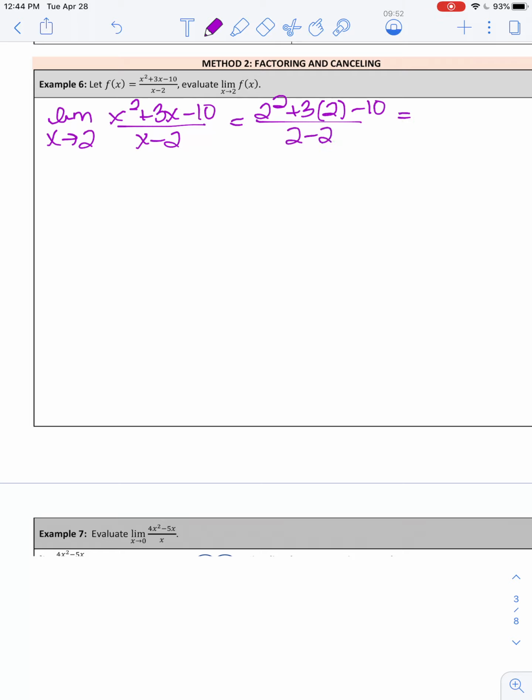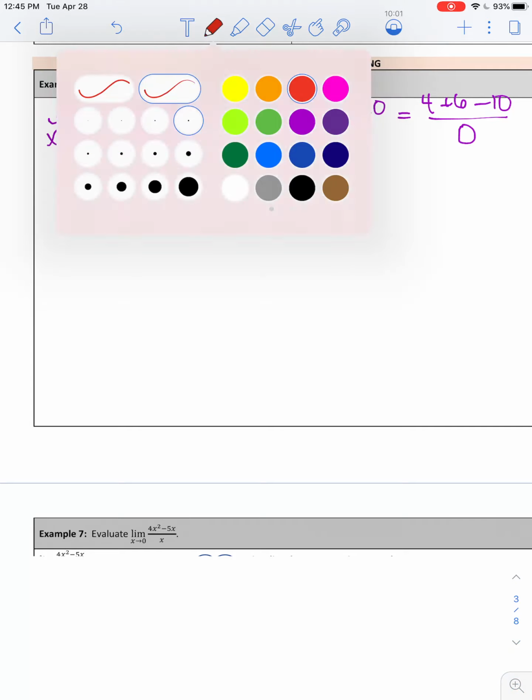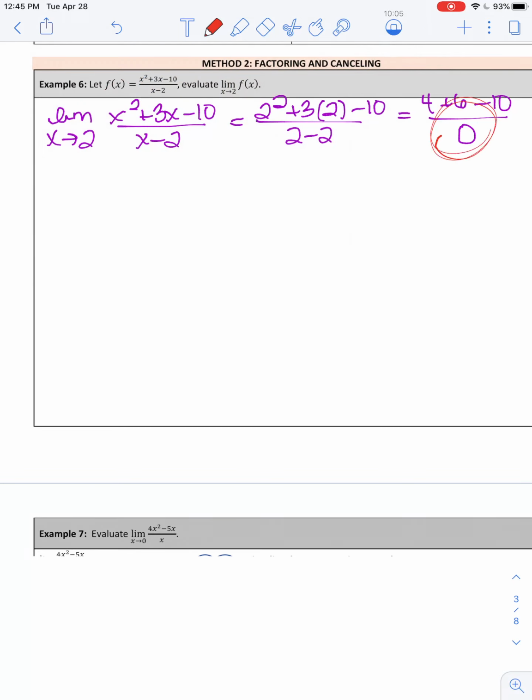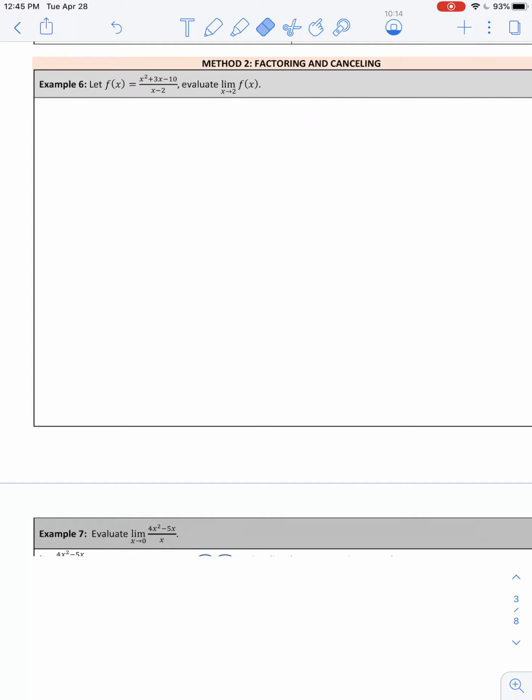In the numerator, it looks like I would get 4 plus 6 minus 10. And in the denominator, I would get 0. And at this point in our mathematics career, we know that this is a problem, right? We cannot divide by 0. So that tells us that this strategy that we've used thus far is not going to work.